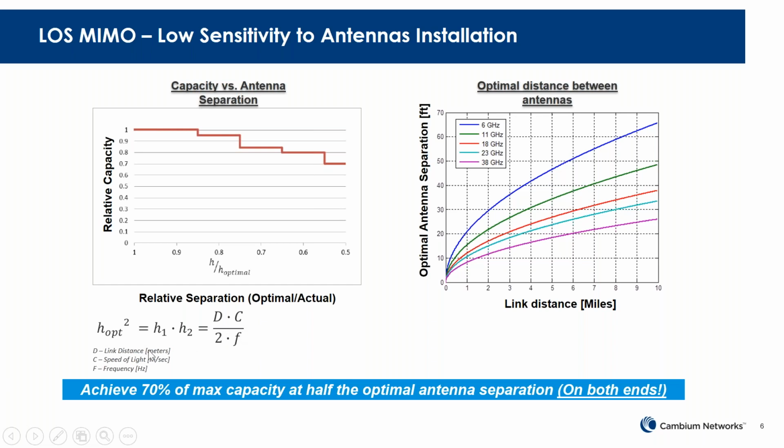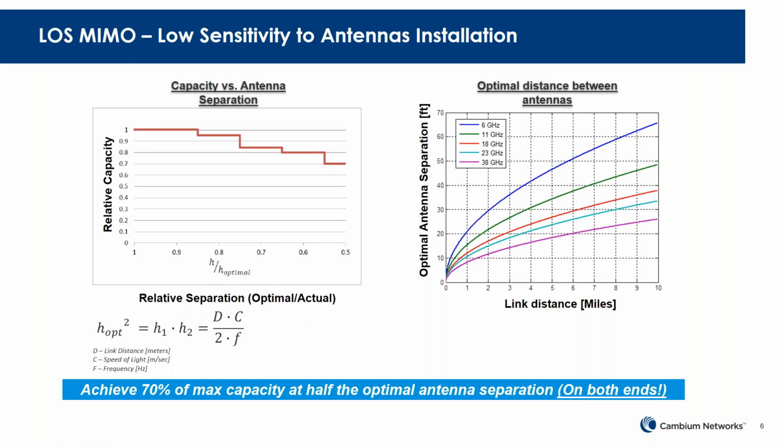D stands for the distance of the link in meters, C is the speed of light, and F is the RF frequency. This will give you the optimal separation space you need to achieve the highest modulation mode. The chart on the right hand side shows you, depending on the link distance and the radio frequency band that you are operating on, what would be the optimal separation.